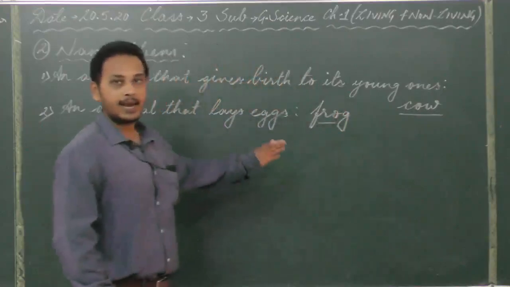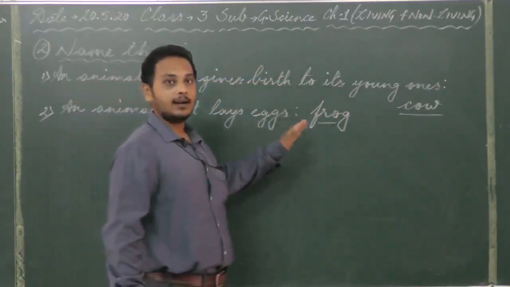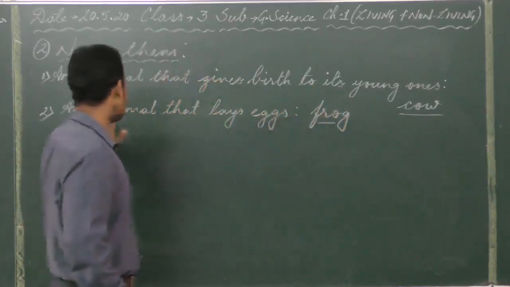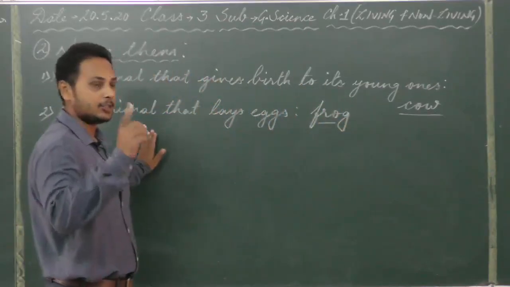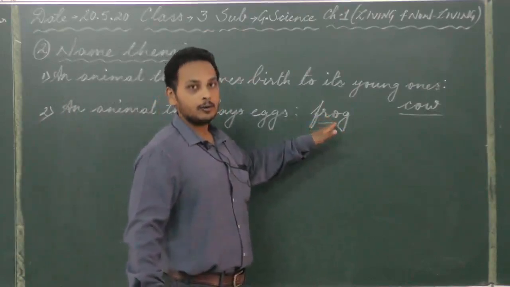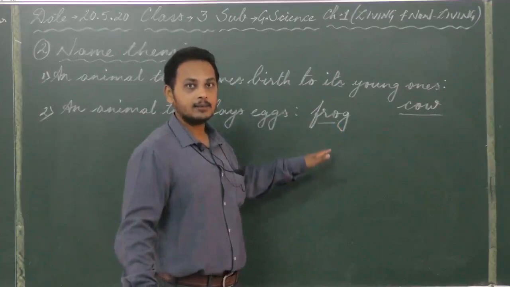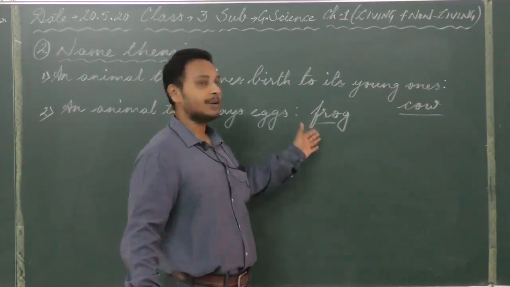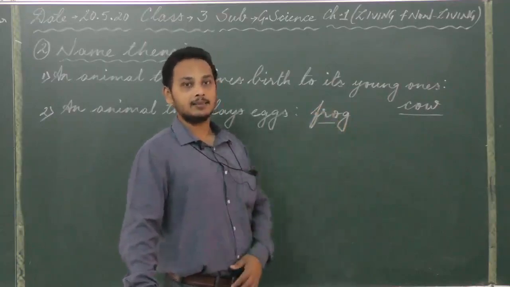Underline the answer. Whichever answers you are writing, underline them. And do not put S over here, because it is asked an animal. You are writing one name, singular. So don't put S. So I have written frog. You can also write crocodile, or turtles. So these are some examples of animals that lay eggs.